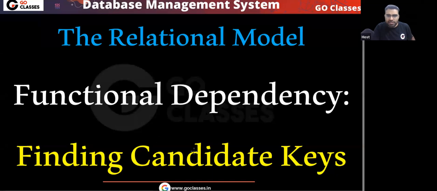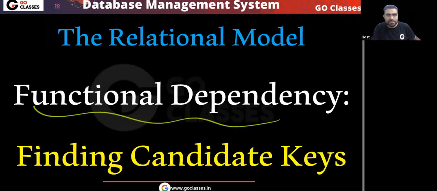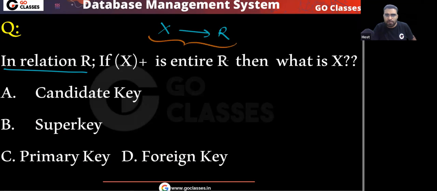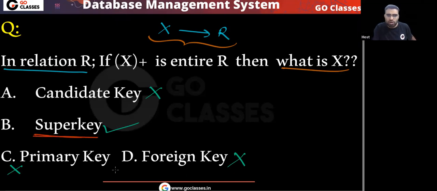Now, we have already seen the definition of candidate keys in terms of functional dependency. We have also seen the definition of super key in terms of functional dependency. So tell me the answer for this question. In a relation R, if x plus is entire R, means this x can determine all the attributes, then what is x? Then this x is a super key. You cannot say it is a candidate key, you cannot say primary key, and this is not foreign key. This is basically a super key. So your answer will be super key.